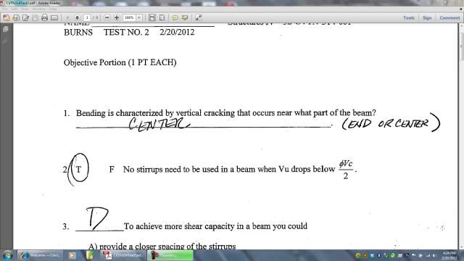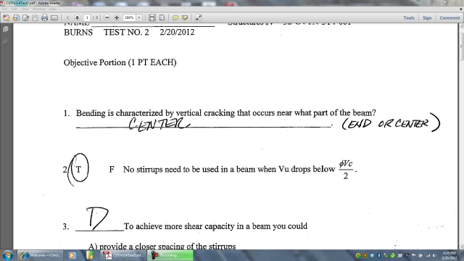Okay, here's the answers to the test that we just took a couple days ago. First one, bending is characterized by vertical cracking and occurs in what part of the beam? I was going for center, because a bending crack is going to be a vertical crack and it's going to occur in the location of maximum moment, which, for the most part, would be towards the center of a simply supported beam. Number 2 is just a code requirement.